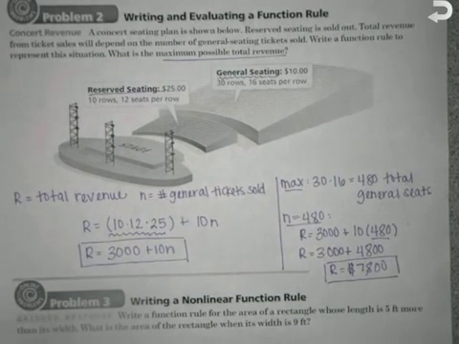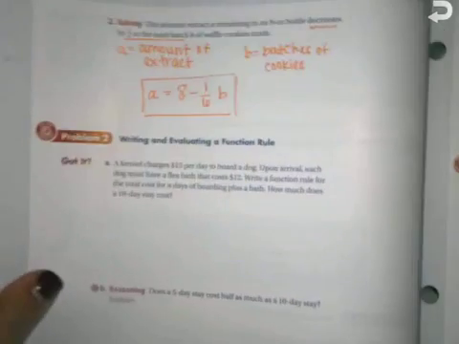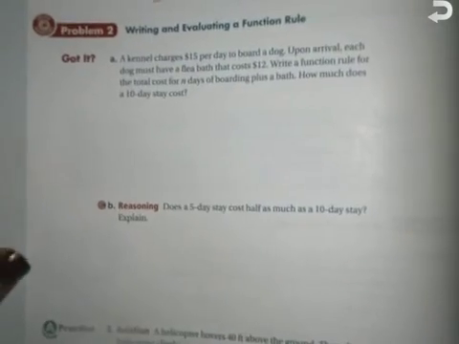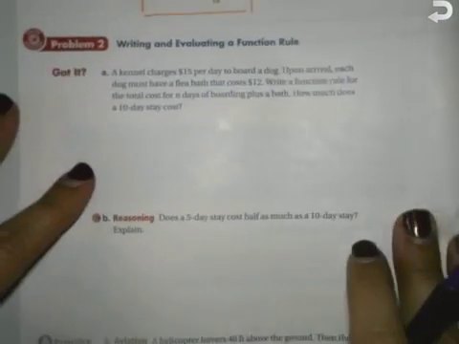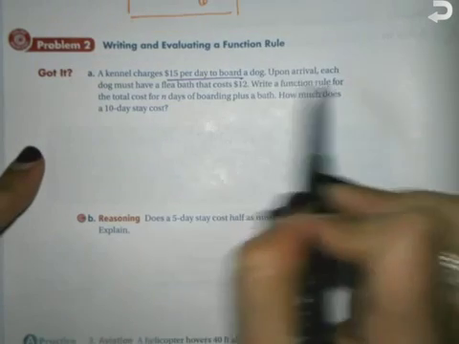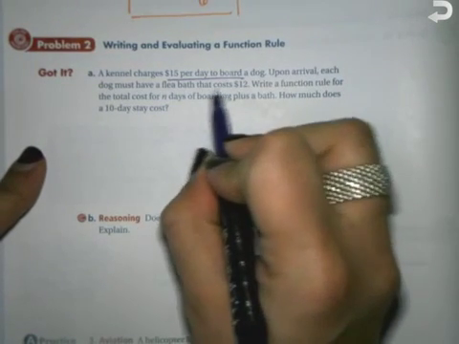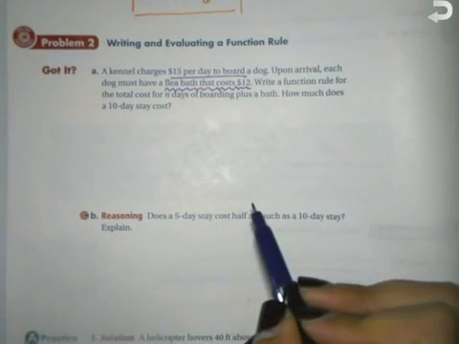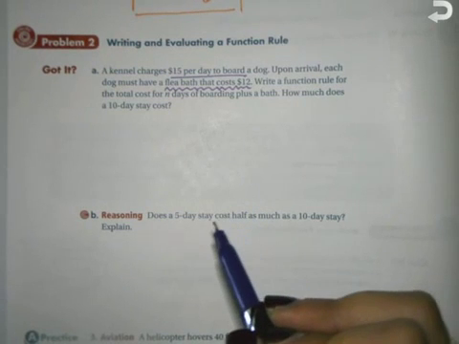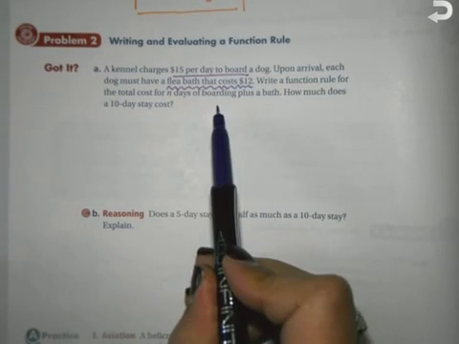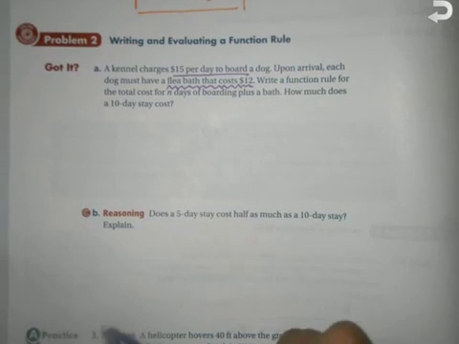So let's do problem 2 now from your book. So let's look at your book. Problem 2. A kennel charges $15 per day to board a dog. So I'm going to underline that, $15 per day. Upon arrival, each dog must have a flea bath that costs $12. So it doesn't matter if you are keeping your dog there for 1 day or for 20 days. You're still going to pay $12 to give him a flea bath. Write a function rule for the total cost of N days of boarding plus a bath. How much does a 10-day stay cost?